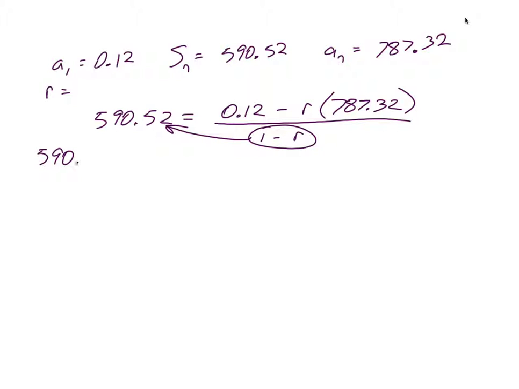So 590.52 minus 590.52r equals 0.12 minus 787.32r. Just multiply the 1 minus r over and distribute it.